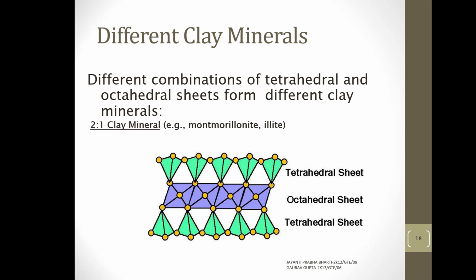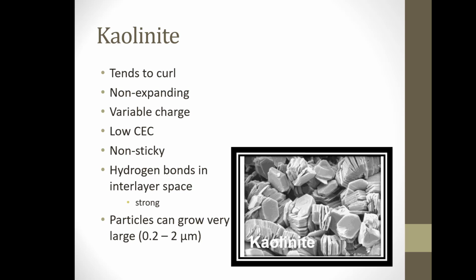And with the 2-to-1, these are going to be different combinations, and because there's enough space between these layers, there's space for cation exchange capacity to happen. So kaolinite tends to curl. It doesn't expand with moisture. It's got a variable charge, tends to be low CEC. It's non-sticky. So hydrogen bonds in the interlayer space, which is what I was talking about, are very strong, and so it's very difficult for any exchange to occur.